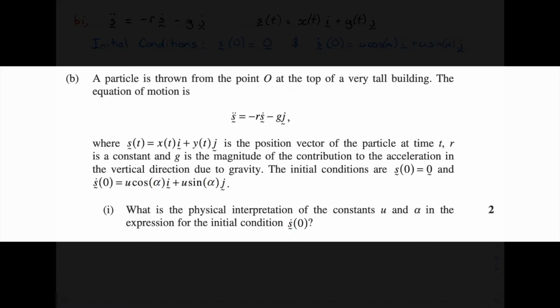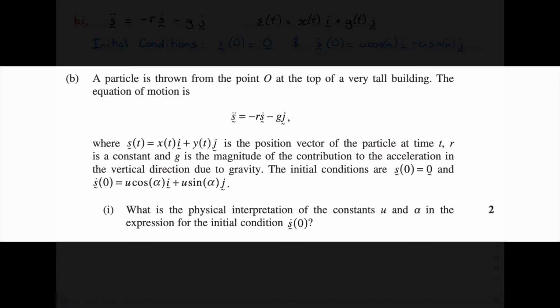The equation of motion is s double dot equals minus r s dot minus g j, where s of t equals x of t i plus y of t j, and that is the position vector of the particle at time t. r is a constant, and g is the magnitude of the contribution to the acceleration in the vertical direction due to gravity. The initial conditions are s of 0 equals 0, and s dot of 0 equals u cos alpha i plus u sine alpha j.